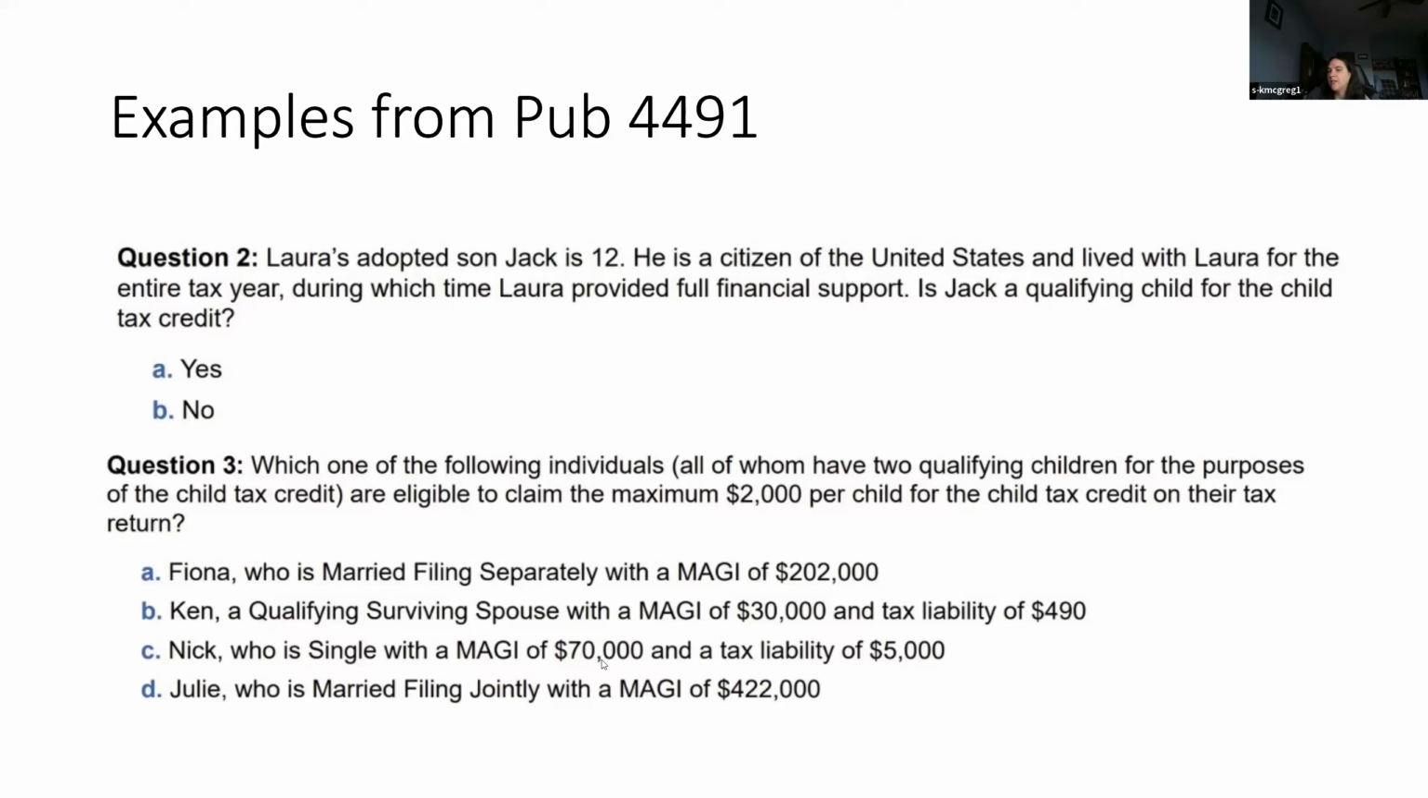Nick, who is single, makes 70,000. His tax liability is 5,000. So yes, he can take the entire thing because his liability is 5,000. And then Julie, who's married, but her income, again, is way too high, so she cannot take it. So in this situation, the only person that can take the full amount is Nick. Ken can take some, but not all of it, and the other 2 in this situation can't take it at all.